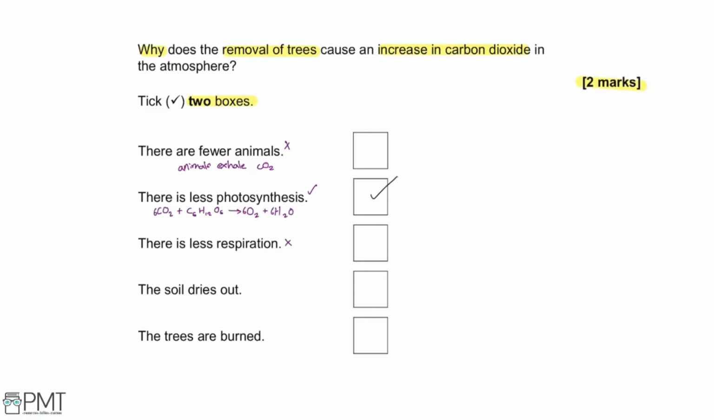a reactant. The next option is incorrect because we're talking about the removal of trees, and trees don't respire as much as they photosynthesize. And even if we were talking about the effects of animals that would be living among the trees, less respiration would decrease the carbon dioxide in the atmosphere, not increase it. The soil drying out is incorrect because it's less relevant, it's talking about water, not carbon dioxide. But the final option is correct because trees being burned is a combustion reaction, and a product of combustion is carbon dioxide.